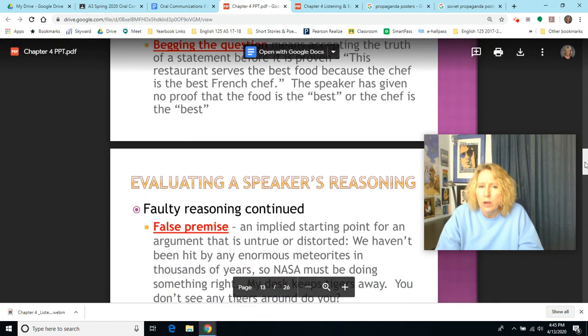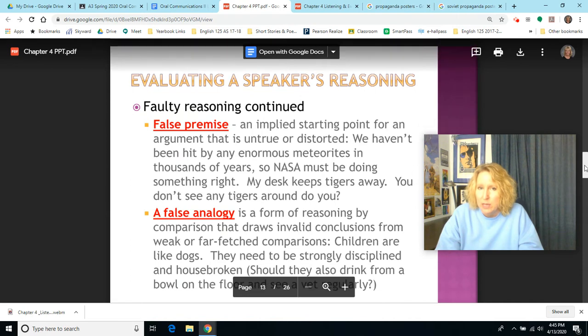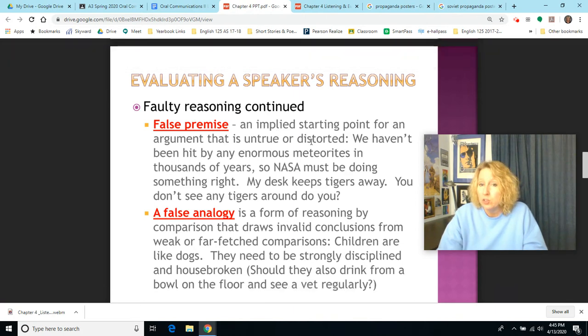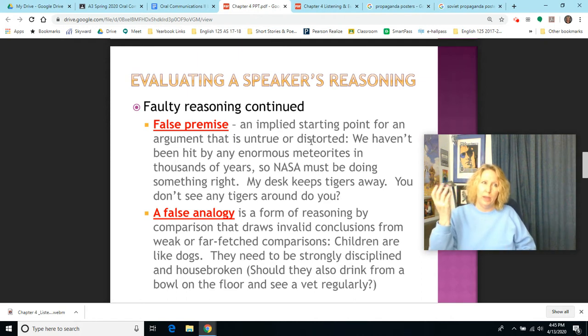The next one about a false premise is kind of silly, but I think you will understand. Again, it's an implied starting point for an argument that's untrue or even distorted. And this one's ridiculous, but I think you'll get it. It says, we haven't been hit by any enormous meteorites in thousands of years, so NASA must be doing something right. So the premise is that NASA is doing something to prevent the meteors from hitting the planet. But of course, that's not true, right?